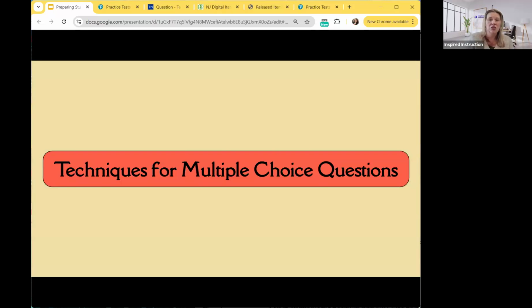All right, moving on to multiple choice questions. So anything that requires multiple choice response, whether that be a technology constructed response where we have to pick multiple things, or it's 4 answers and we have to pick one, or it's 6 answers and we have to pick 2, whatever it happens to be, that's what we're going to focus on next.